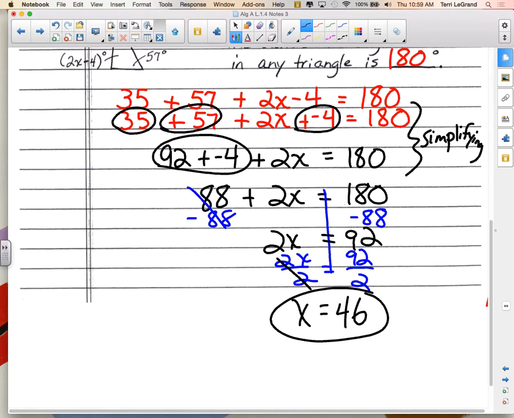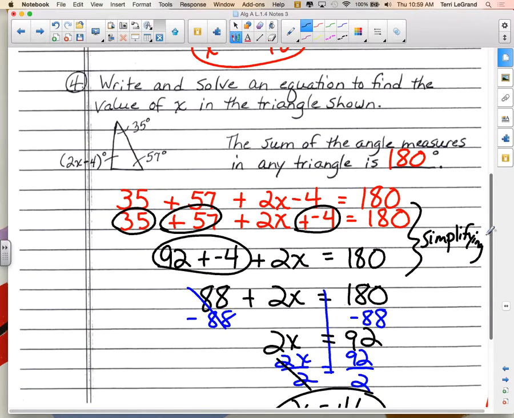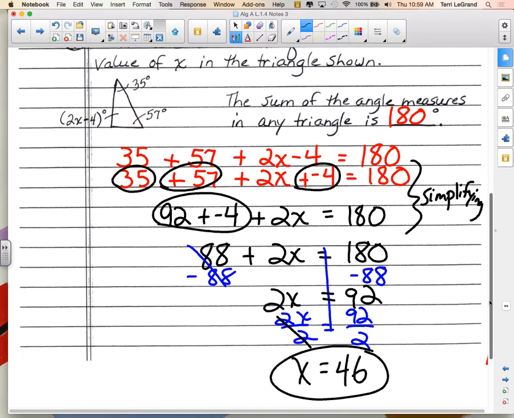What if they were asking us for the third angle measure? What would we have to do? We'd have to take that 46 and, if they're asking us for the third angle measure, we'd have to take the 46 and multiply it by 2 and then subtract 4 from it. And then we'd have our third angle measure. But that isn't what they wanted. But we always have to carefully make sure we go check what were they asking us for. Okay? Any questions?